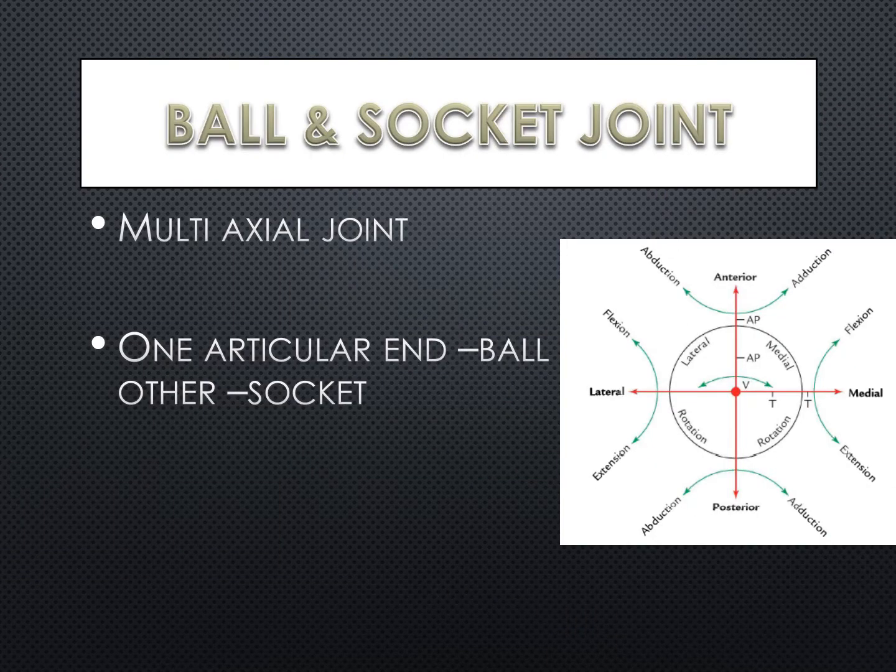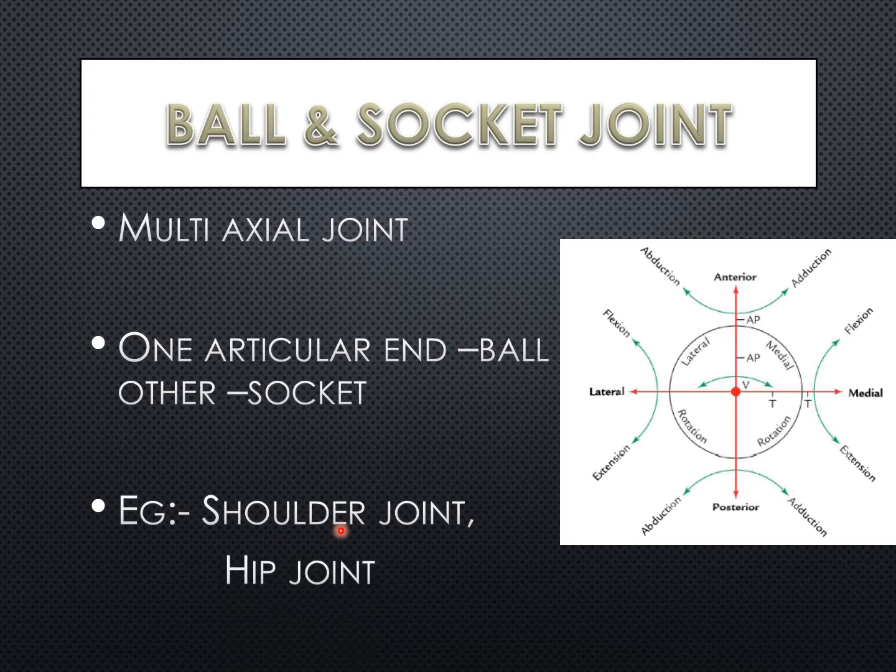Now coming to the next variety of synovial joint, that is ball and socket type of synovial joint. This is a multi-axial joint. There are about 3 axes. One is the transverse axis, one is the anteroposterior axis, and we have the vertical axis. Here it is called ball and socket because one articular end is like a ball and the other is like a socket, and the ball fits into the socket. Examples for this are the shoulder joint and the hip joint.